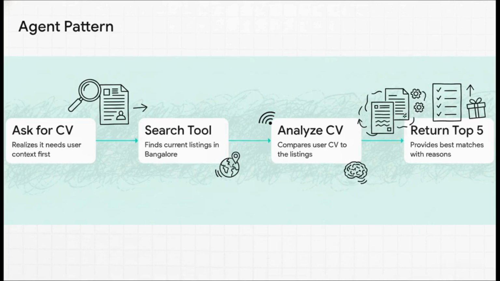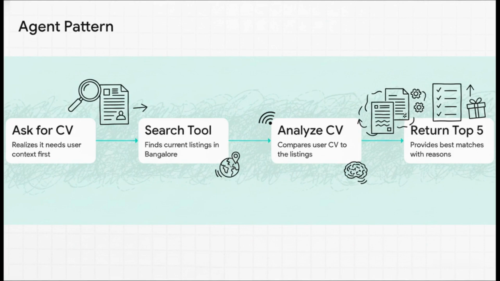But now, imagine that same exact user types, find current AI specialist intern openings in Bangalore for someone with my CV. Suddenly, the entire shape of the task has transformed. This is the agent pattern. Watch how the architecture kicks in here. Step 1, the agent realizes it's missing context, so it pauses and asks the user to upload their CV.